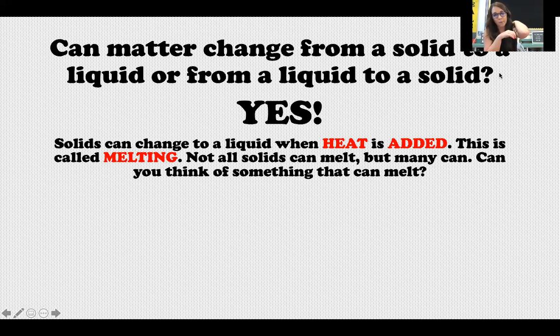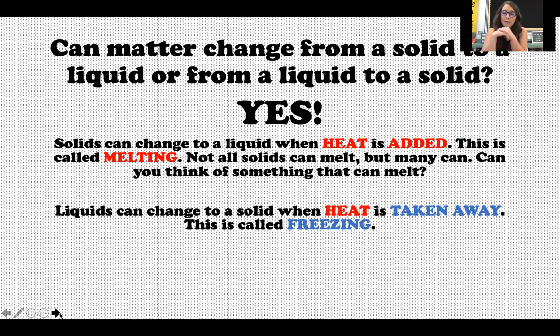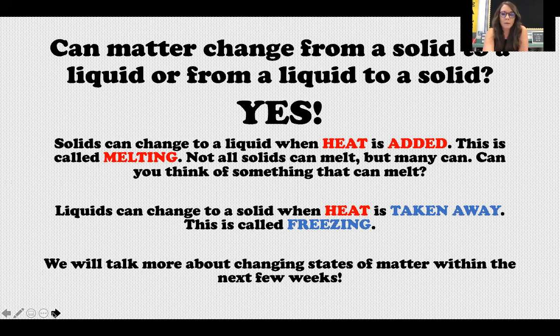We're going to talk a little bit more about melting here in the next couple of weeks, all right? And liquids can change to a solid when heat is taken away. This is called freezing. So an example of this would be if you've ever taken a water bottle or a cup of water and you put it into the freezer, you're removing the heat. After a couple hours, you're going to have solid ice. That's called freezing. Again, we'll talk a little bit more about that in the next couple weeks. There we go. All right, good job. You guys are smart. You already know a lot about states of matter.